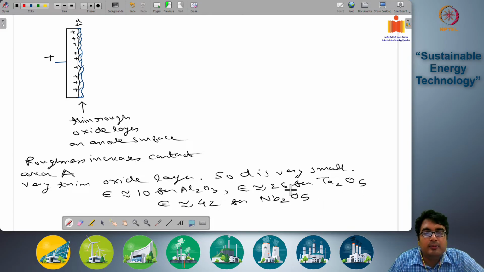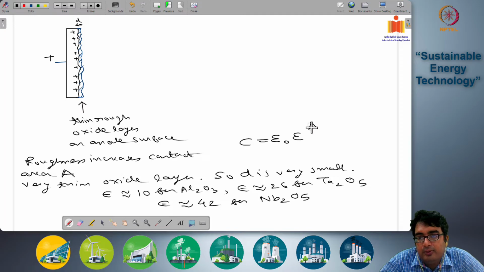Okay. So, remember, your capacitance is given by epsilon naught, which is the permittivity of vacuum, which is constant, into the dielectric constant epsilon into A by D. So, in these examples, we are seeing that the dielectric constant epsilon is larger, and this A by D ratio is also very large because the roughness is increasing the contact area A, and the thickness D has also decreased significantly.